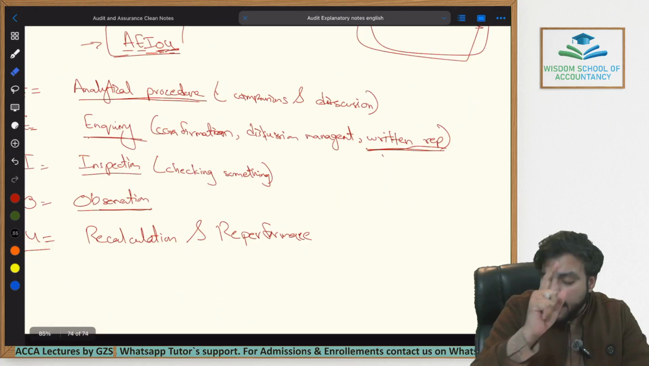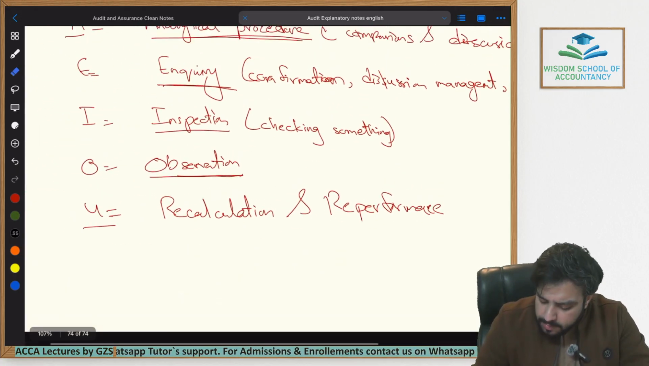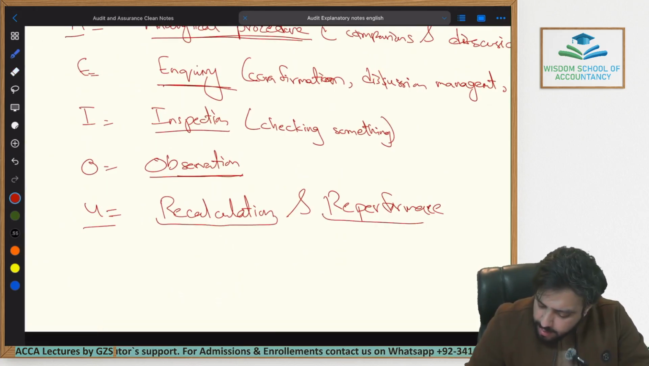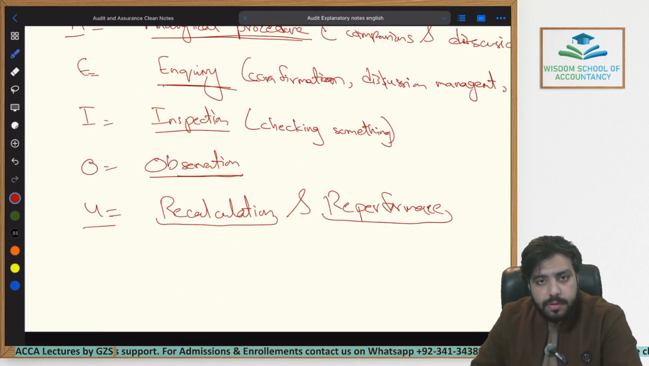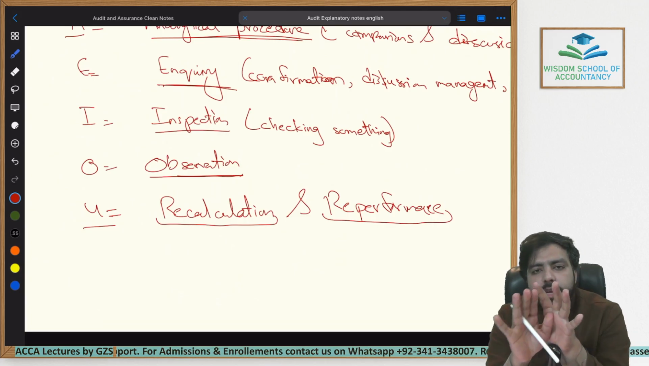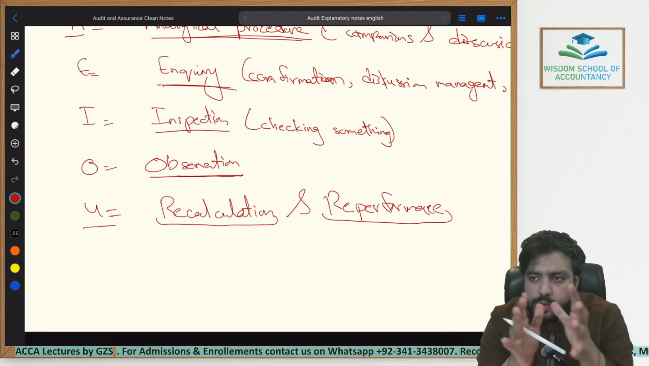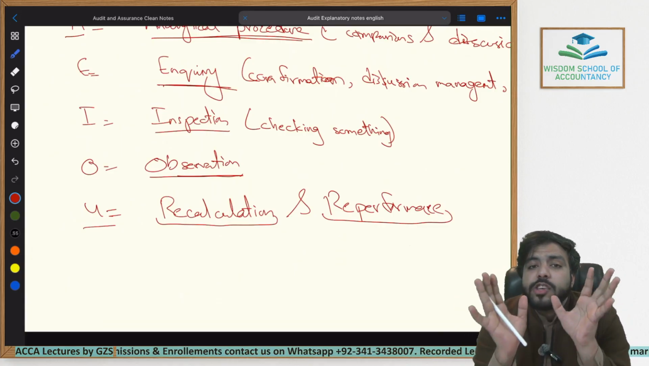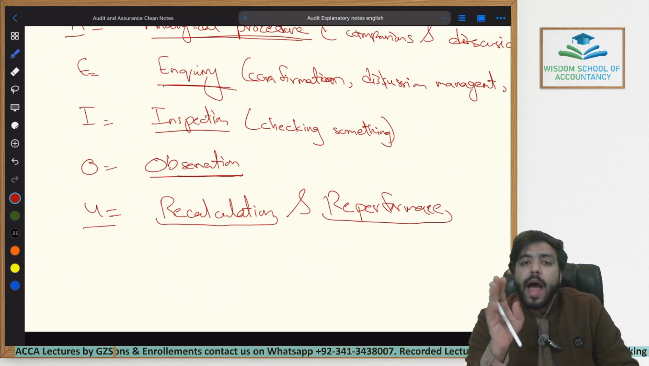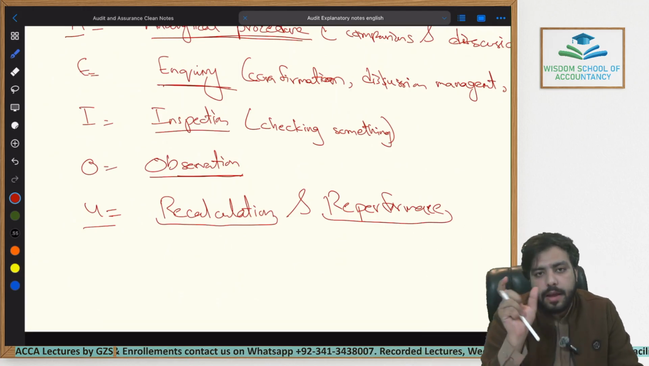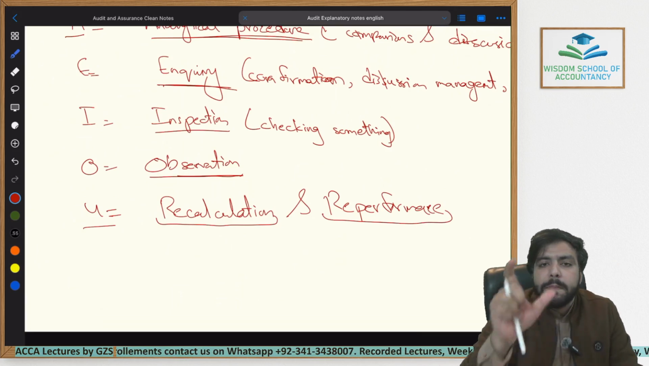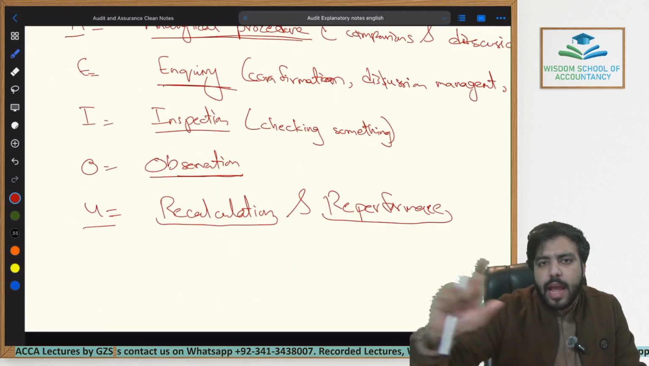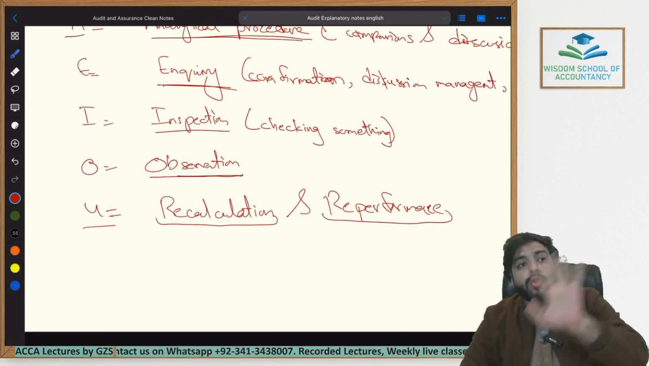Final one, recalculation and reperformance. Students always have confusion: what is the difference between recalculation and reperformance? Recalculation means something you just recalculate. Example, depreciation is calculated by the management at, let's say, 20 years of life. You simply take the carrying value of that asset, divide it by 20, and recalculate that depreciation. You did not use your own assumption.